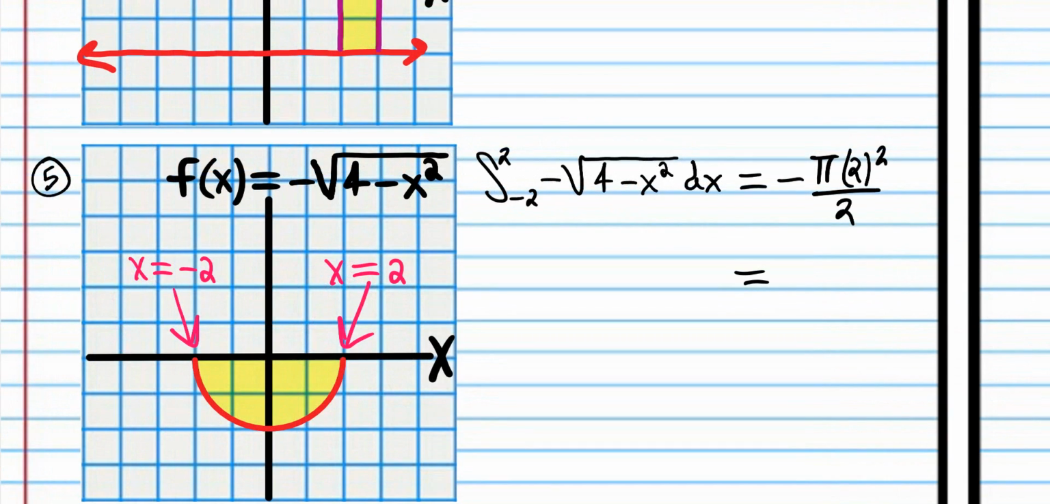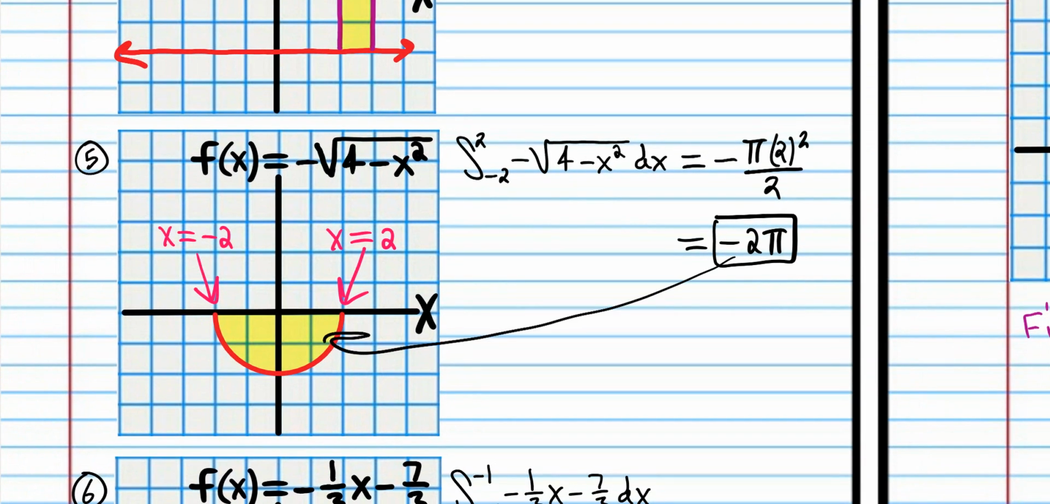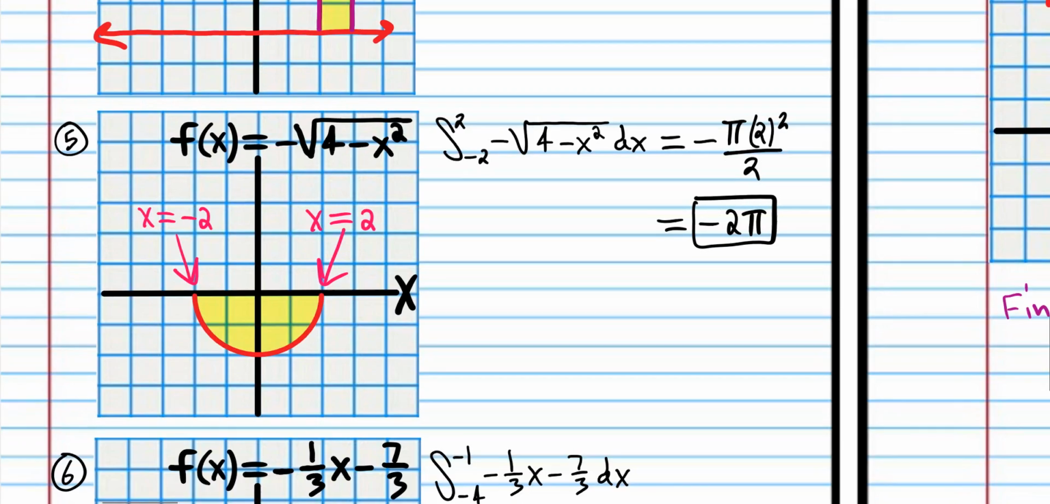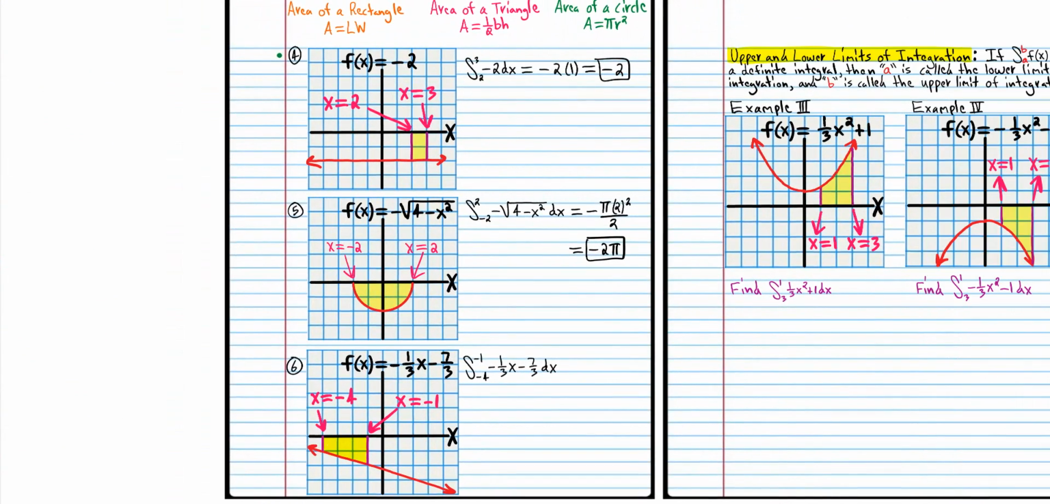Okay, we're back. So then we end up with negative 2 pi. So the area is negative 2 pi. But again, technically the area is not negative. It's just the value of the integral is negative based on the definition of the integral. Okay, so try number 6.